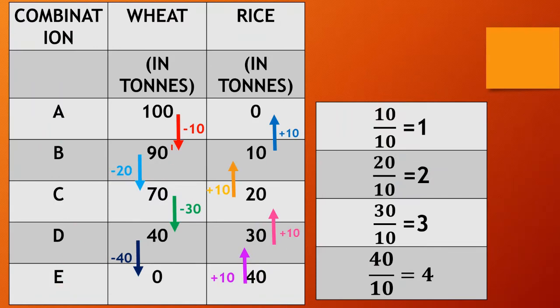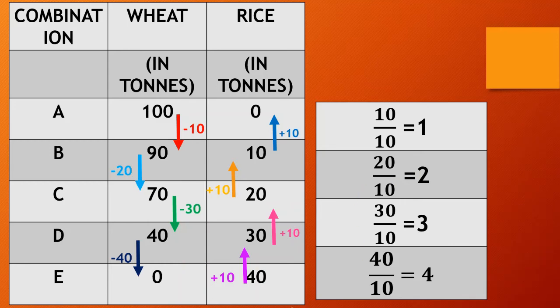Now children, if we see the table, the output of wheat from A to B to E is reducing. From 100 to 90, this will go as 90 minus 100, which gives you minus 10. Then 70 minus 90 gives minus 20, 40 minus 70 gives minus 30, and 0 minus 40 gives minus 40. This negative sign shows that the output is reducing. But while calculating with the formula, we do not consider the negative sign.